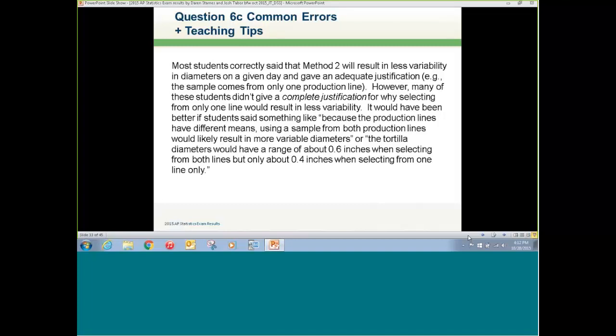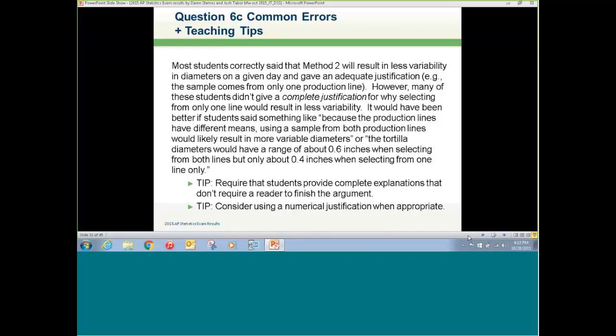So it would have been better if students had said something like, because the production lines have different means, using a sample from both production lines would result in more variable diameters. Or, the tortilla diameters would have a range of about 0.6 inches when selecting from both lines, but only about 0.4 inches when selecting from one line only. Providing that numerical justification really made the answer easy to understand.